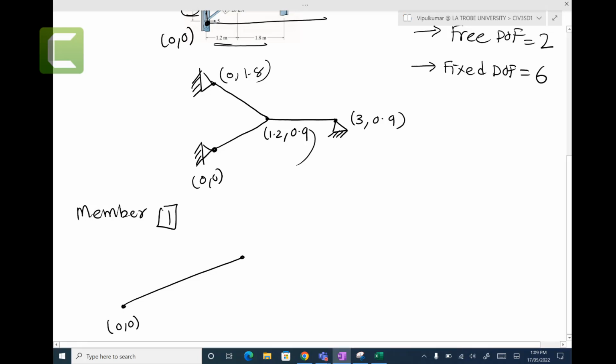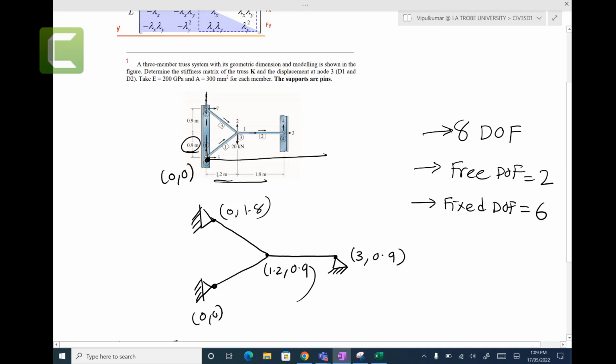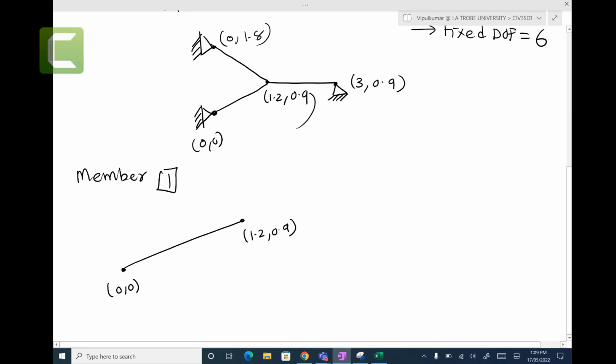So you have 0, 0 and 1.2, 0.9. Now, if I want to calculate the length of this one, then the length would be square root of 1.2 squared plus 0.9 squared. Square root of 1.2 squared plus 0.9 squared is 1.5. So the length is 1.5 meter.